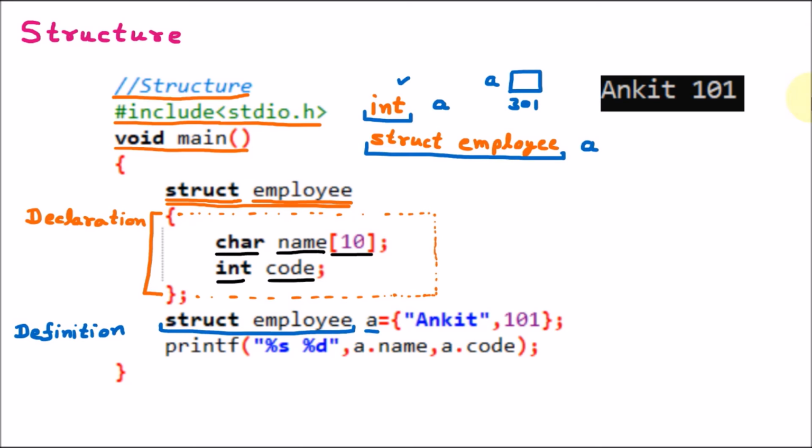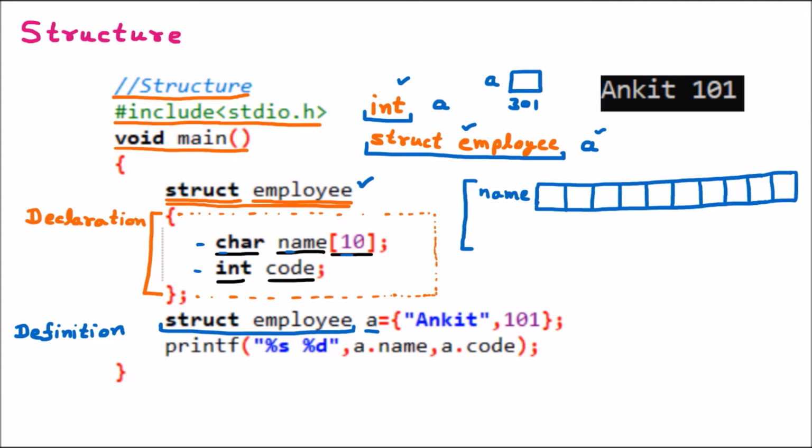But when we are dealing with the structure, here we are saying struct employee. We know that this is a user-defined data type, so we are dealing with the complete structure, and its object A we are creating. That means in this object or variable, we should have two parts. One is the character name and the second is the integer code, and character name is an array. So inside this A, the first part is the character array with the name.